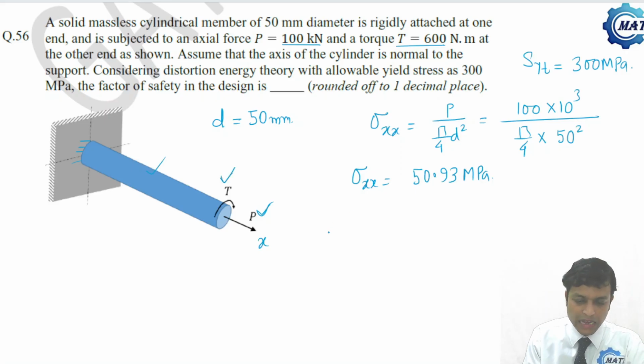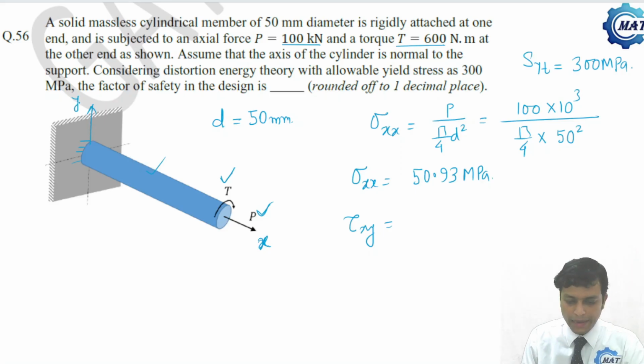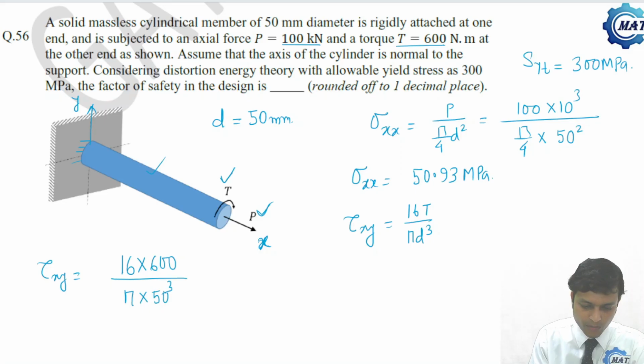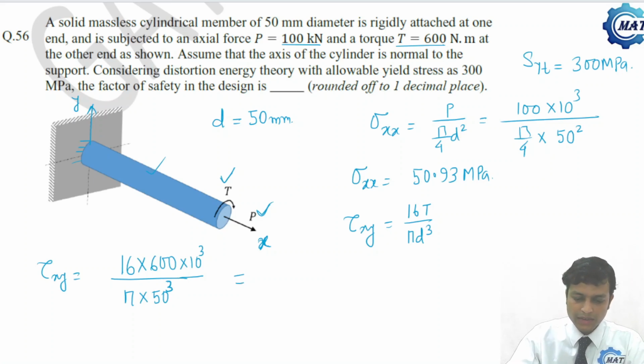Next, due to torque T, there will be a shear stress. What is the value of the shear stress? If this is the x direction and this is y, then tau xy will be 16T by pi d cube. Tau xy is 600 newton meter divided by pi into 50 cube. Torque is in newton meter, so if I make it newton millimeter, divided by millimeter cube, it becomes newton per millimeter square. So let us multiply by 10 to the power 3, it will come in MPa. Tau xy you will get 24.45 MPa.